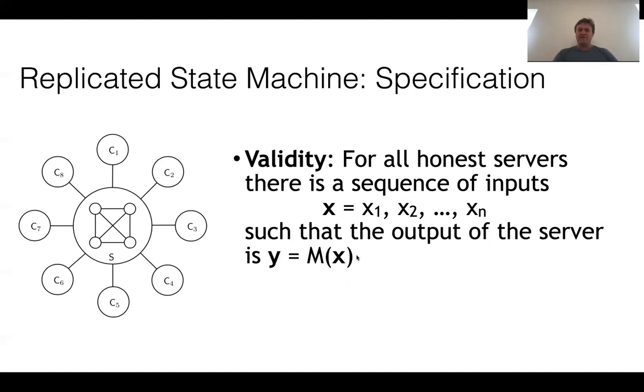We say that if a client saw a sequence of outputs, then they could be produced by running this machine here on some sequence of inputs. So that just means the outputs are always valid. They're consistent with some run of the machine.